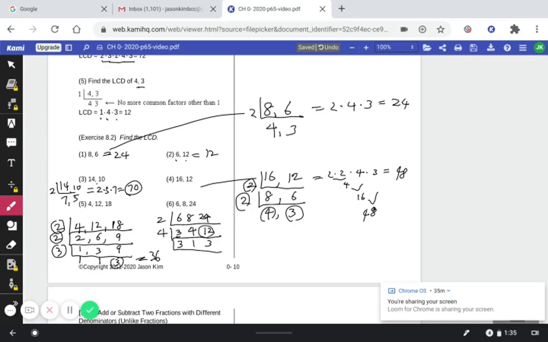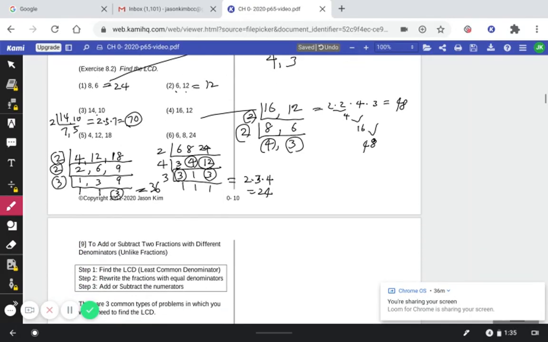So previously, I used this 2 as a common factor. This one, I'm going to use this 3 as a common factor. 1, 1, 1. So you end up with 2 times 3 times 4 is 24. So 24 becomes the least common denominator of 6, 8, and 24. Oh, I could do this. 6 goes into 24 and 8 goes into 24. And so it's 24. I could have done that. Oh gosh. Okay.